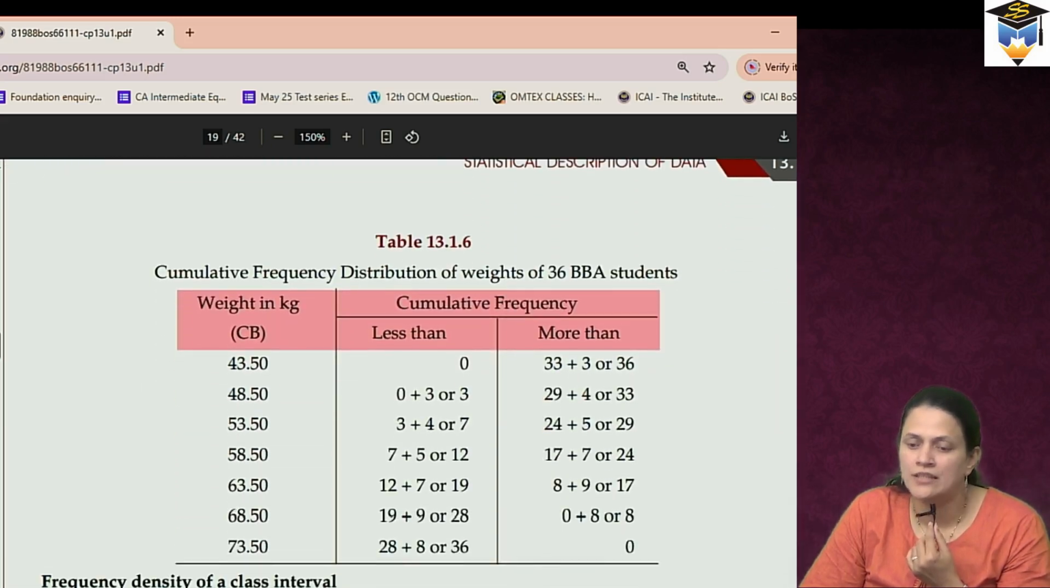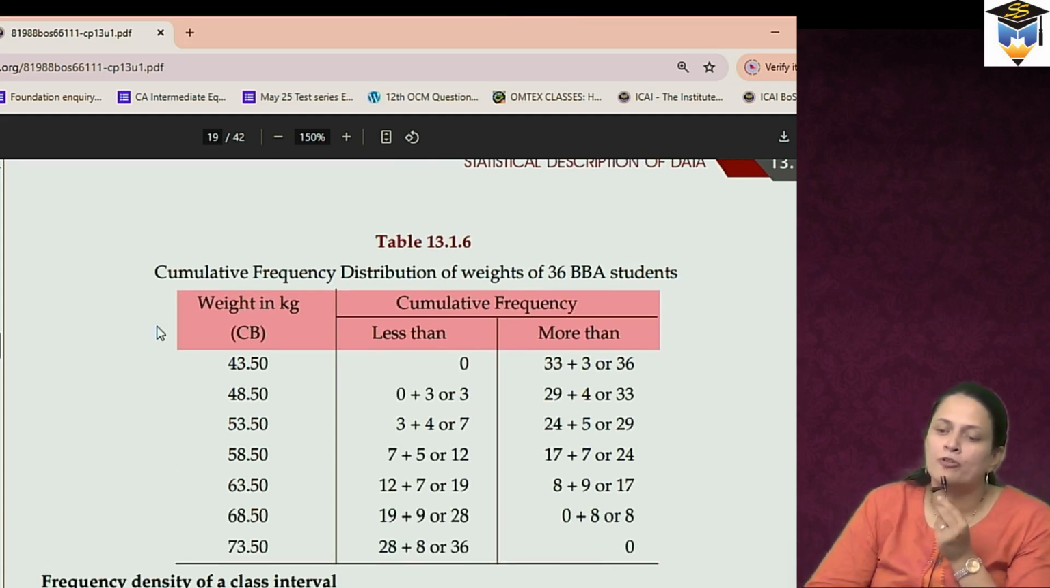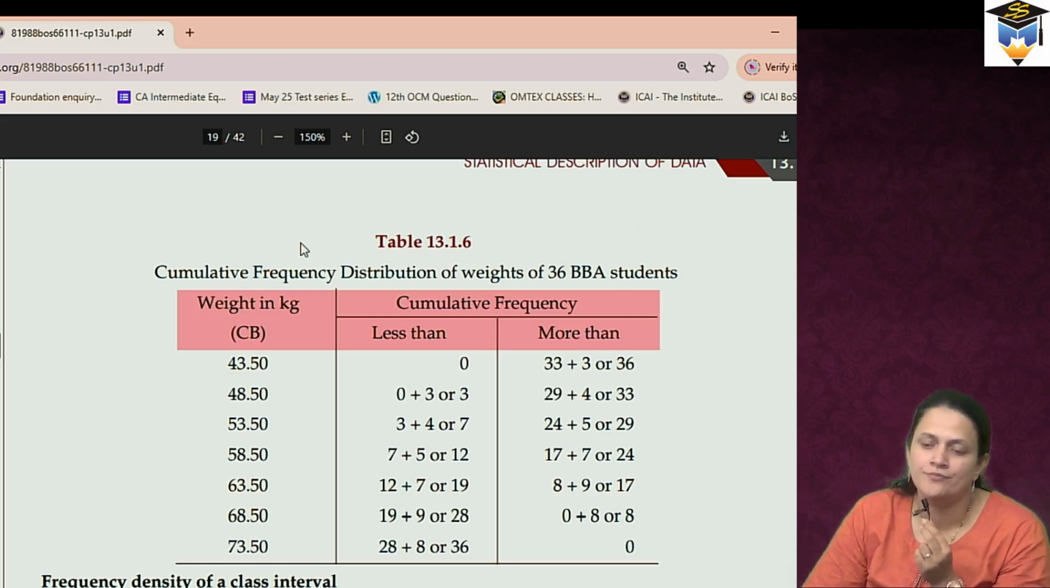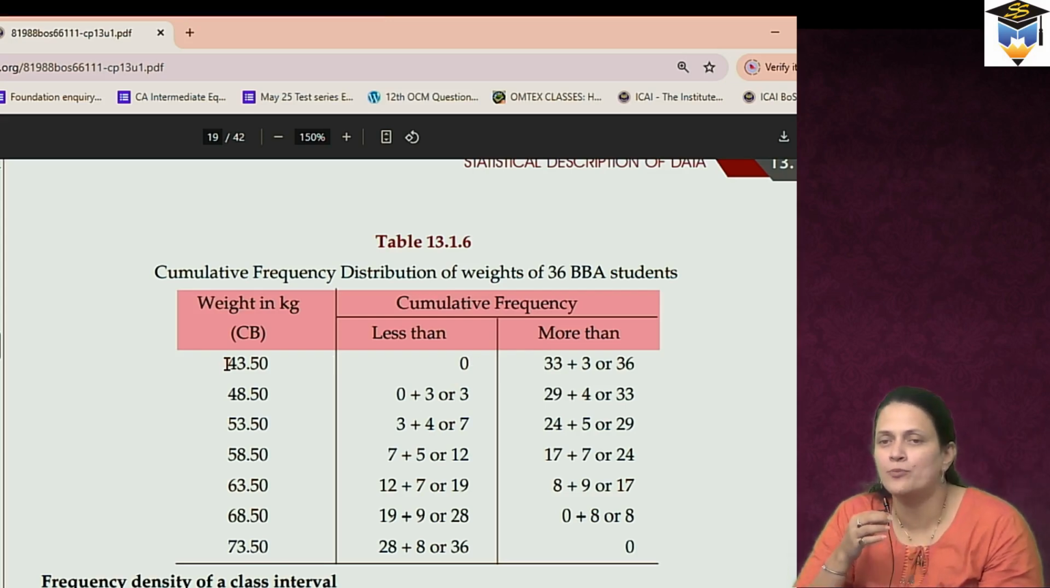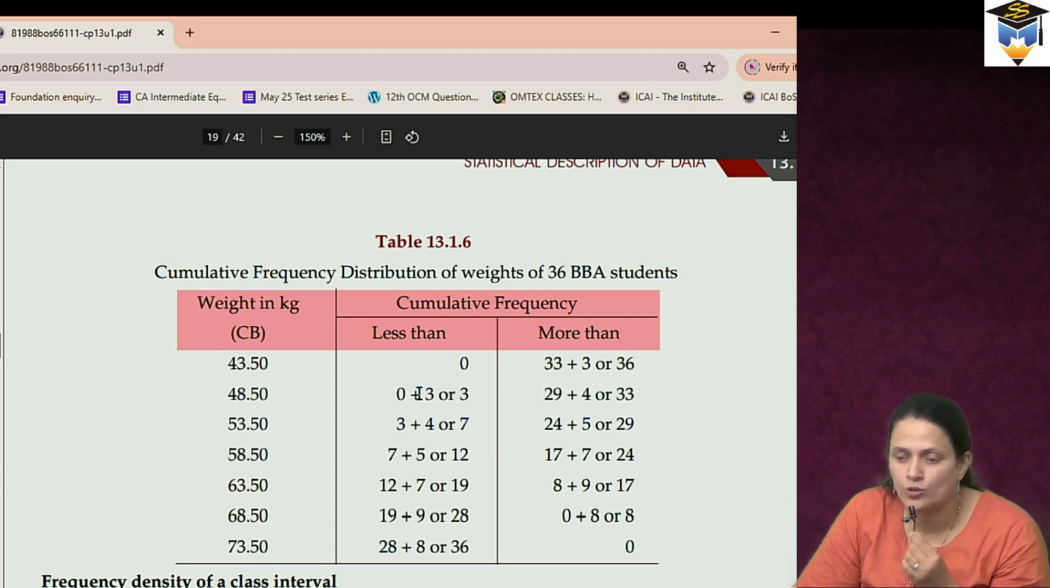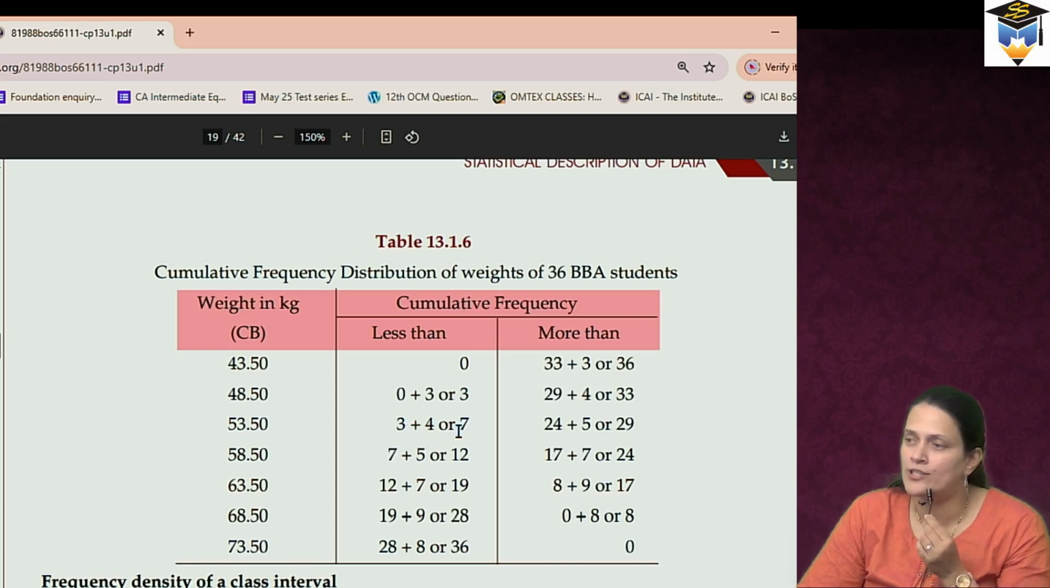So check here. This is a cumulative frequency distribution of 36 BBA students that is given. The class boundary is given for all of them. Now cumulative frequency, please check what that is. What is the cumulative frequency for weight 43.500? Add that to the next value, that is 0 plus 3, 3. Take this value, again add the next value, that is 4. In this way cumulative frequency is calculated.